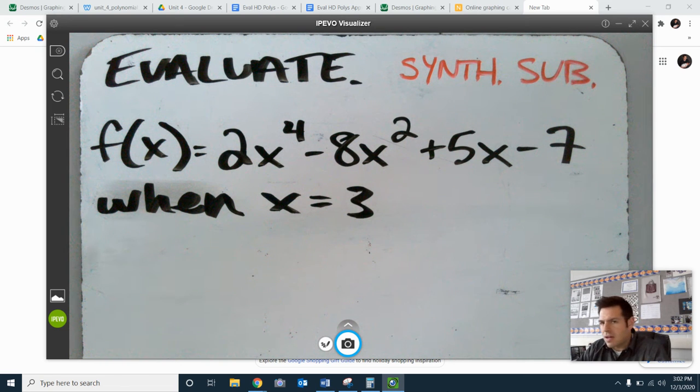We're going to do another synthetic substitution problem. Now remember, we already did this with the calculator. We're just doing it a couple different ways. We're going to try synthetic substitution here. And if you recall, when we plugged 3 in for this problem, we got that the function at x equals 3 was 98. So we're looking for a 98 here. We'll see how it goes.